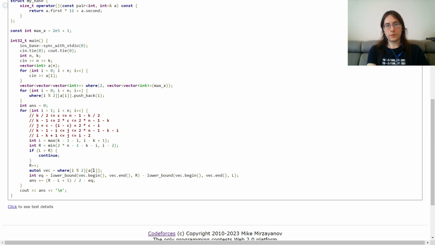I take the corresponding vector, so I want the j to have this parity, and I want the value to be this. Eq is the number of equal values of such parity in this subsegment. So I just do lower bound of R minus lower bound of L. And then I take the overall number of positions of this parity in such a range minus the number of those that are equal. So this will be the number of those positions which are not equal to a_i. I add this to the answer and output the answer in the end.